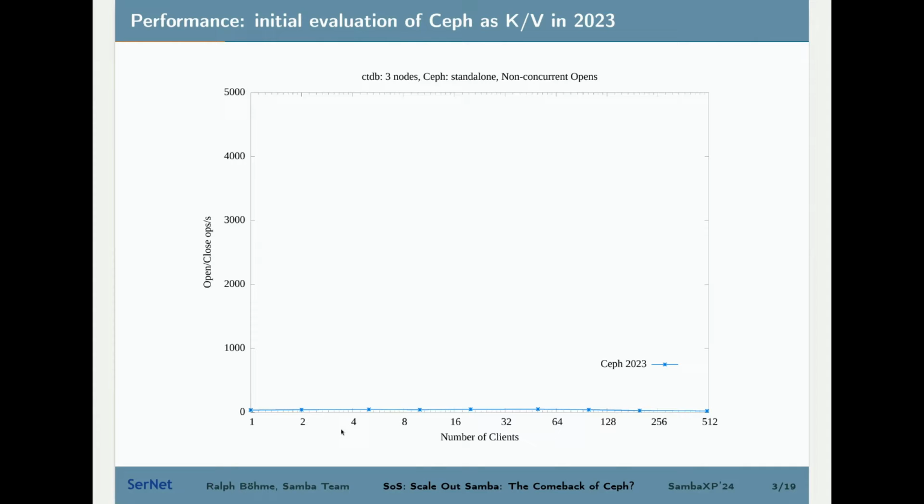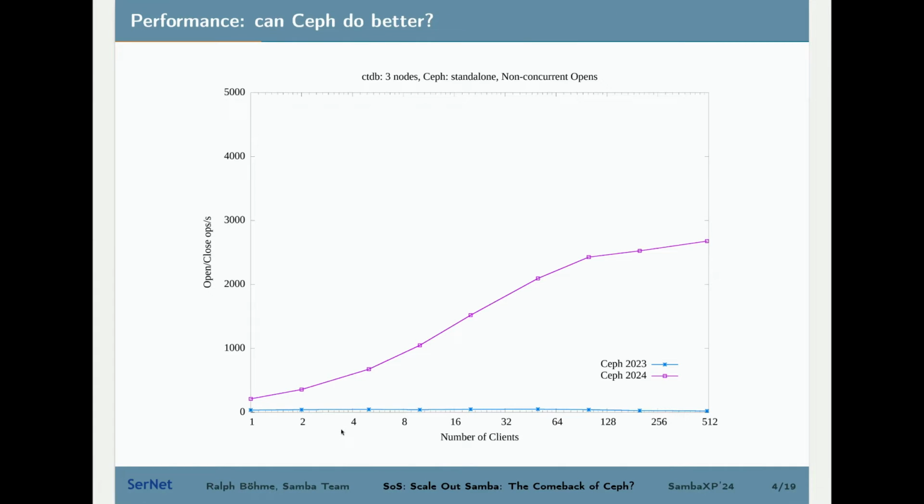So that was last year. This year I redid the whole thing, and woohoo, this is what we get, much better. Up to, what is it? I think it was close to 3,000 total aggregate open and close with 500 clients. So much better.